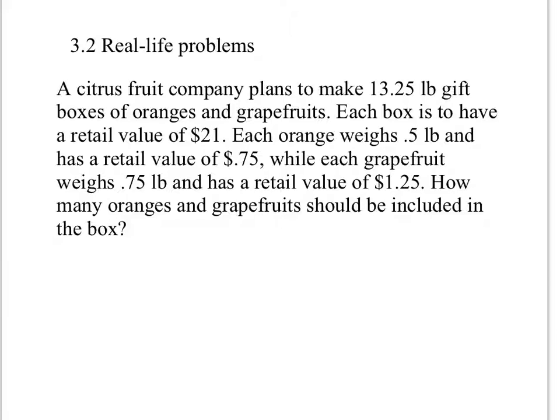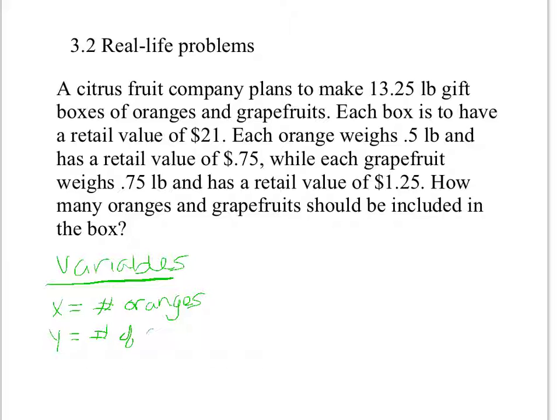So you'll notice that we have two things we don't know. We don't know how many oranges and we don't know how many grapefruits. So those are going to be our variables. I'm going to make a little list here of my variables, and make sure I remember what's what. So let's just say x equals the number of oranges, and y equals the number of grapefruit.